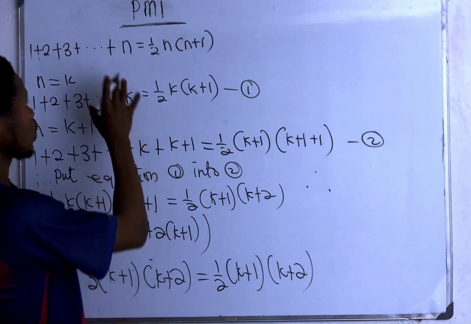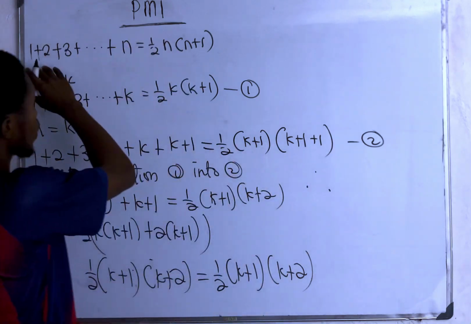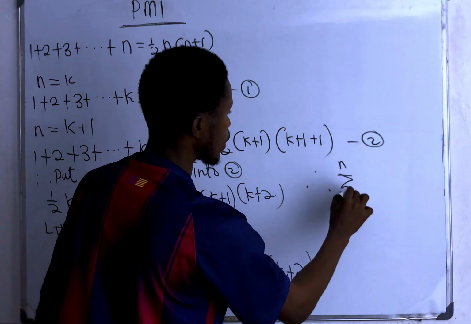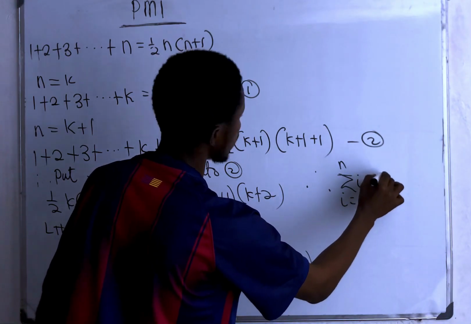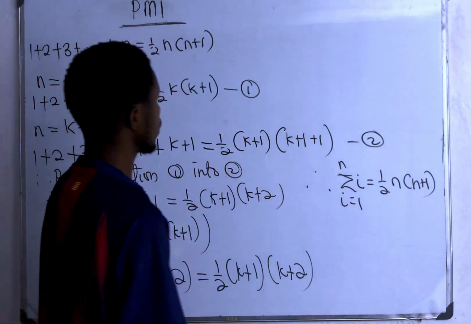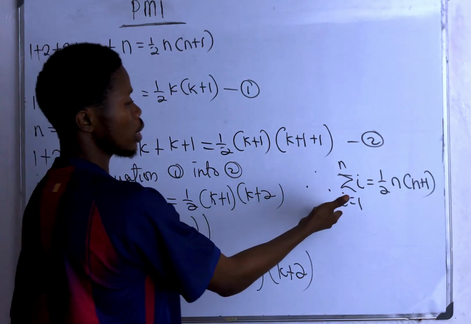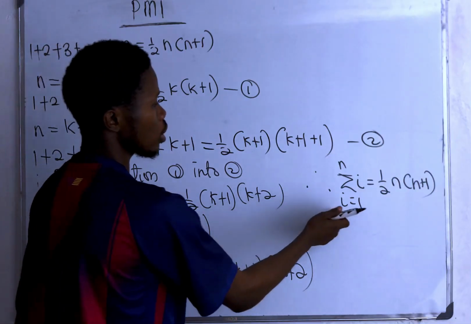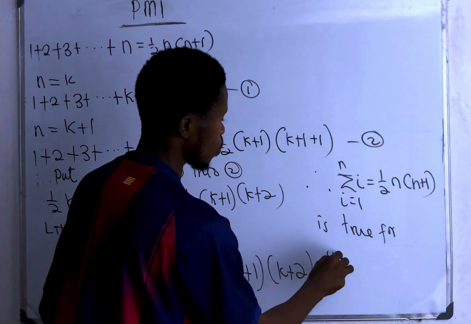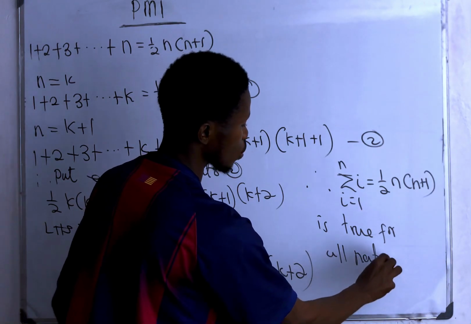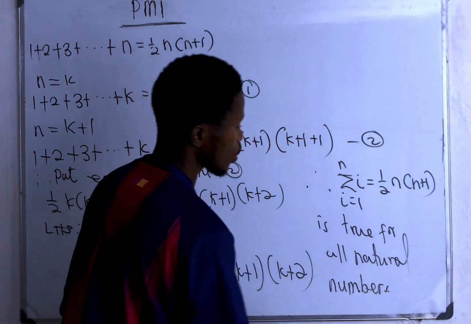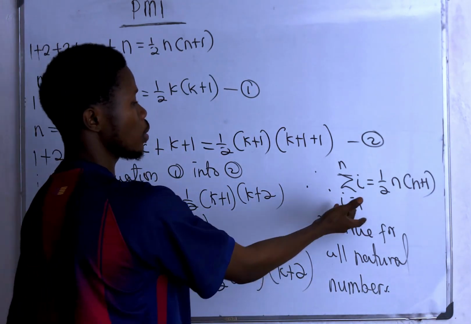this statement, you know that this one I can also write as summation i equals 1 to n, i equals half n plus 1, like this. It is the same thing. So we say that this statement is true for all natural numbers. Is that okay?